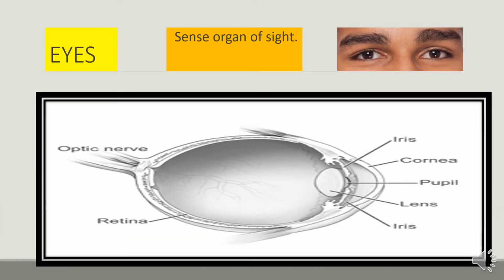The first sense organ is the eyes. It is the sense organ of sight. You can see the 2 eyes on the screen, as they look from outside, but the picture visible on the screen is the actual structure of the eye. Now I'll explain each and every part of the eye.